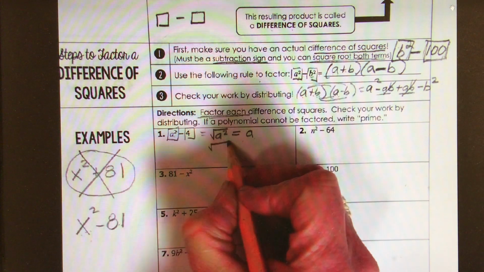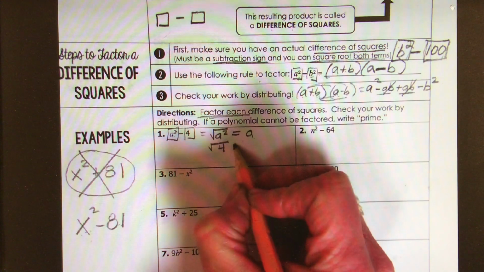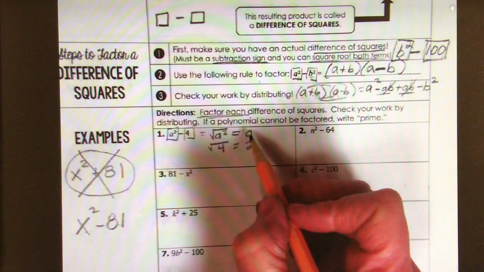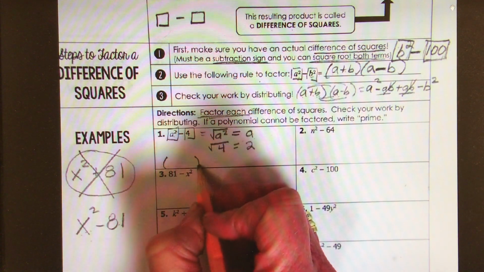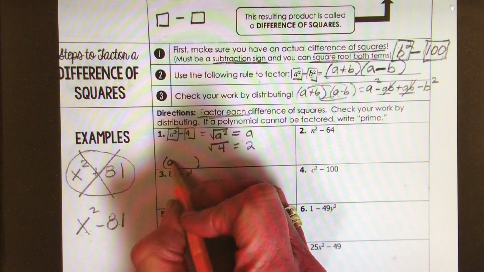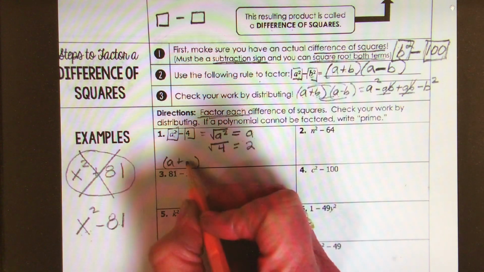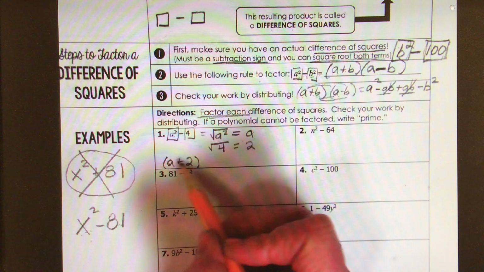If I think about the square root of 4, meaning what number times itself is 4, that is 2. So now I have some factors that I can play with. So here we go. Let's write our parentheses. I'm going to take one of the roots, a, and I'm going to add the other root, a plus 2. Okay, so again, I just took the roots and I'm adding them.